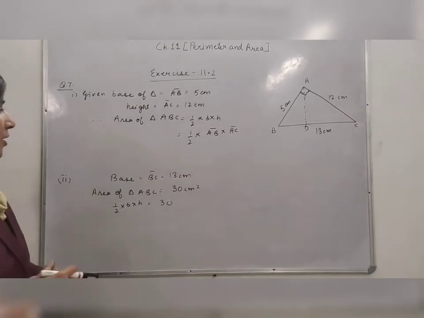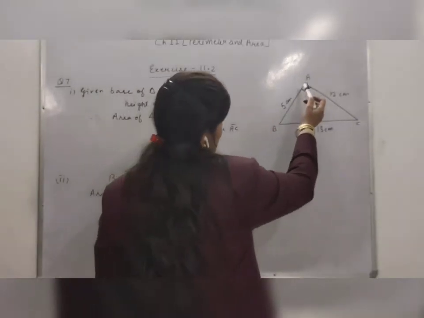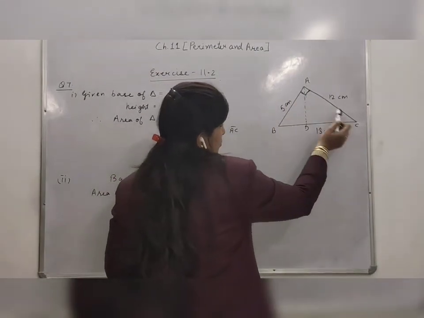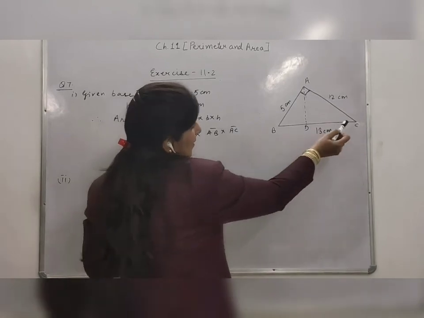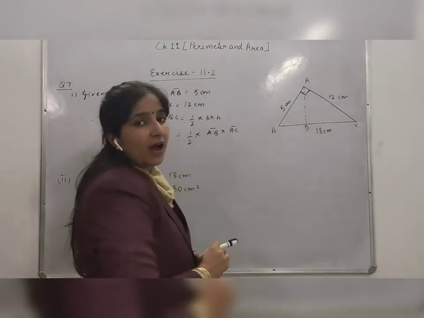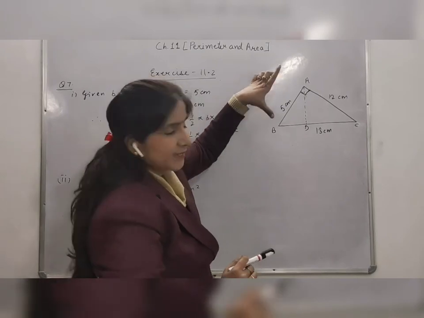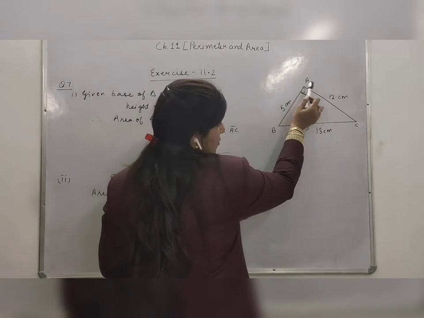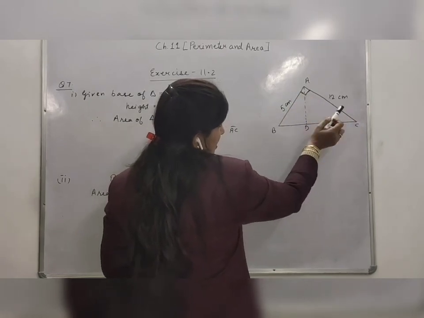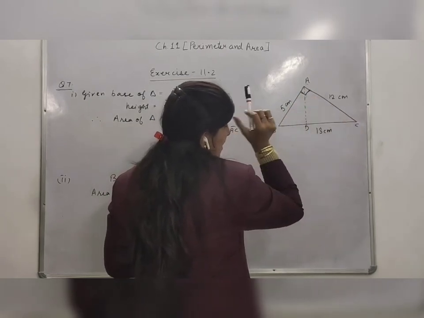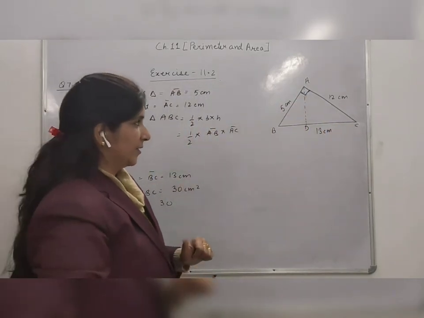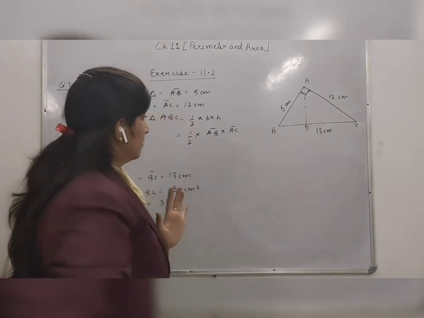Now students, question number 7. Let us start discussing what is given in this question. In this question, a triangle ABC is given that is right angled at A. Right angle means AC will act as the height of the triangle if we take AB as the base. If AB is the base, that is 5 centimeter given, AC will act as the height, that is 12 centimeter. Why does it act as the height? Because this is a right angle triangle which is right angled at A. So we can find out the area using this.